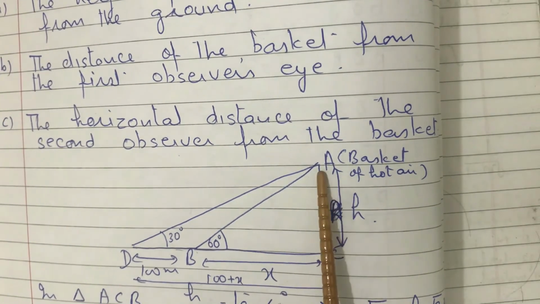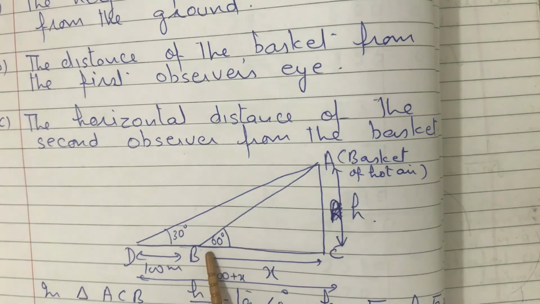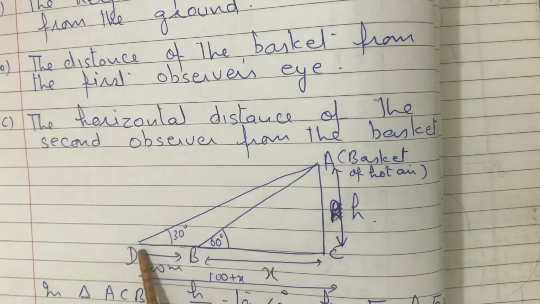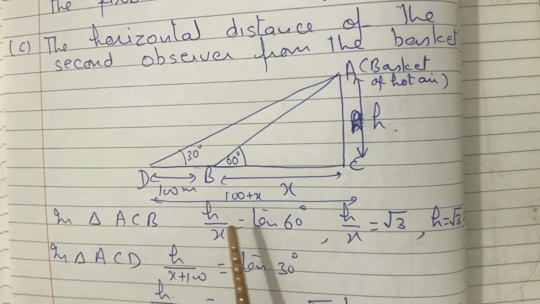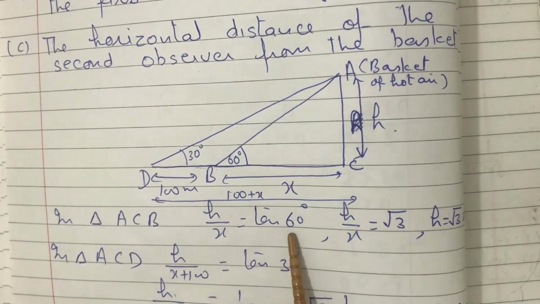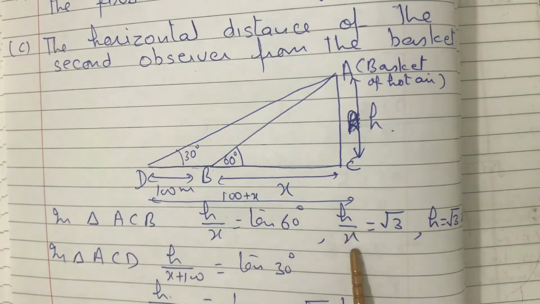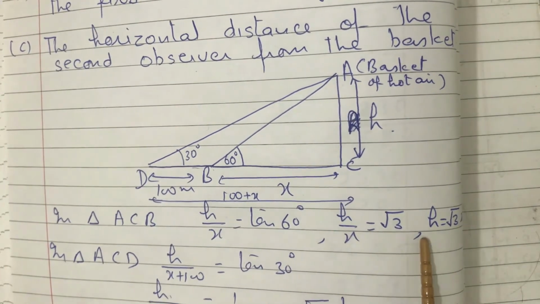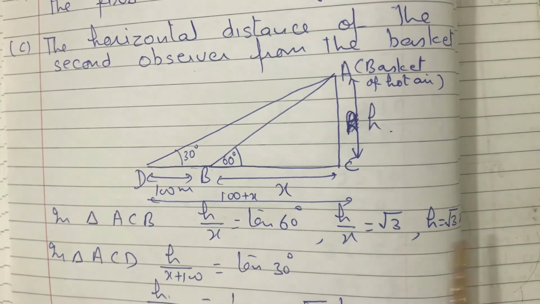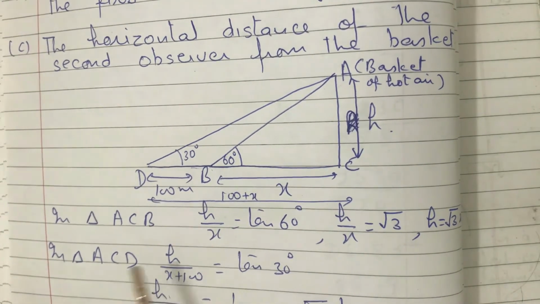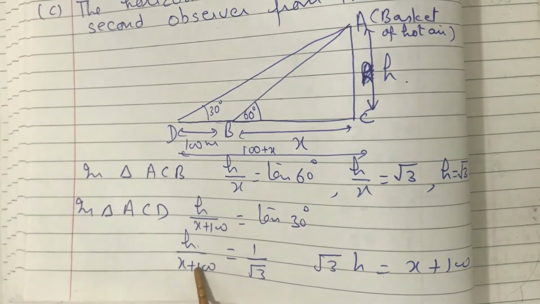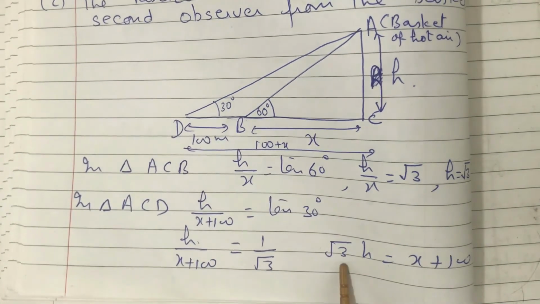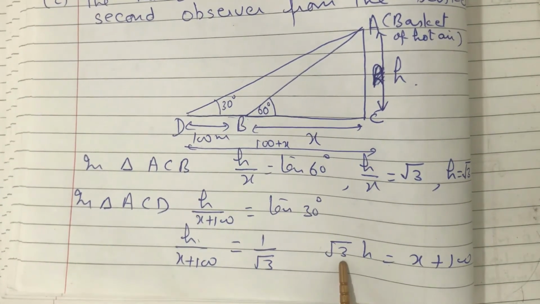So we have two right angle triangle. One is ACB and the other is ACD. Now in triangle ACB, h by x is equal to tan 60 degree. It means h by x is equal to root 3. So h is equal to root 3x. In triangle ACD, h upon x plus 100 is equal to tan 30 degree. That is 1 by root 3 and root 3h is equal to x plus 100.